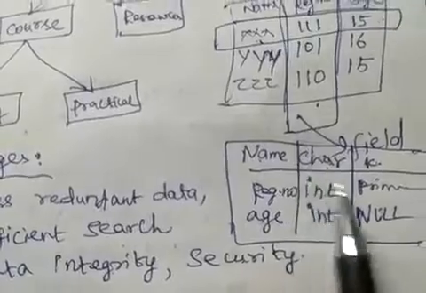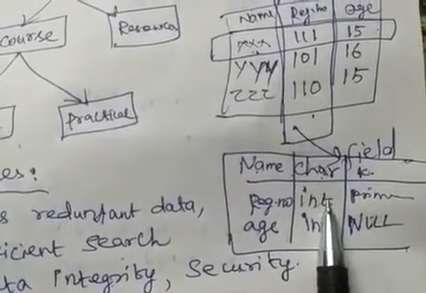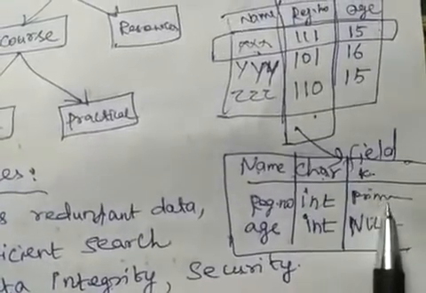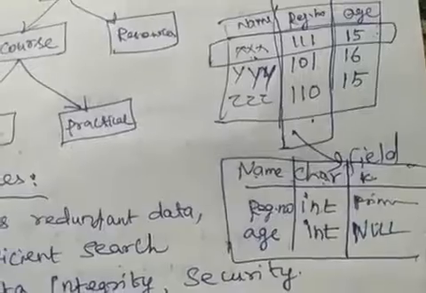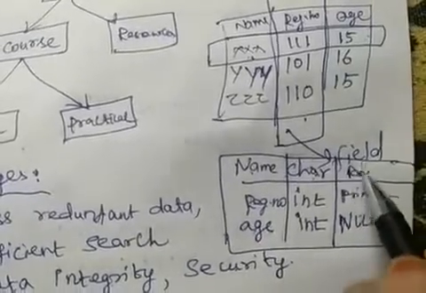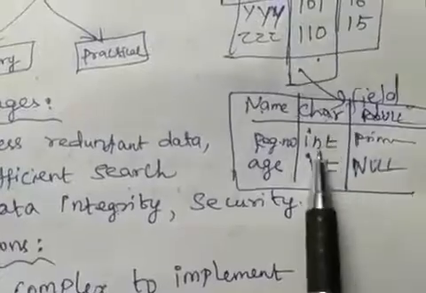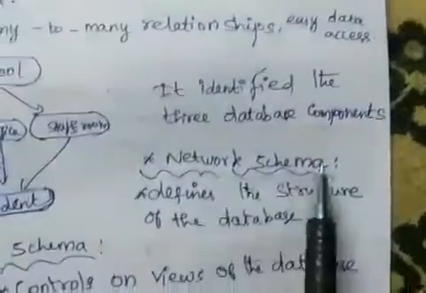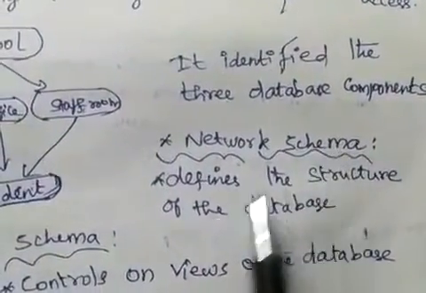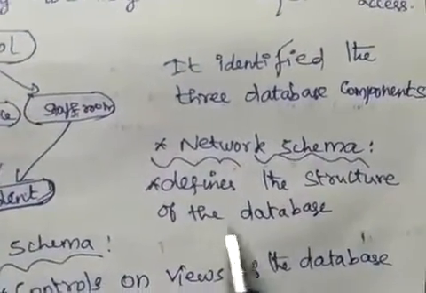So next, what does it specify? The data type. And the next one, the key values. The key values must be specified. So this is the structure of the database, and this structure is defined in the form named network schema. So now, what is the network schema? It defines the structure of the database.